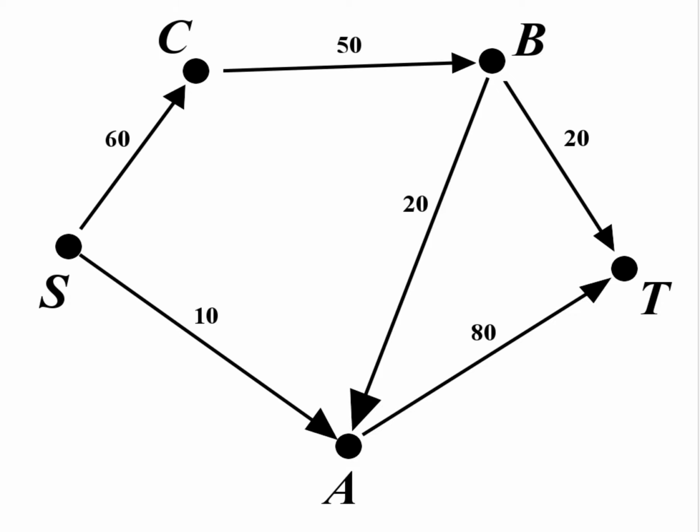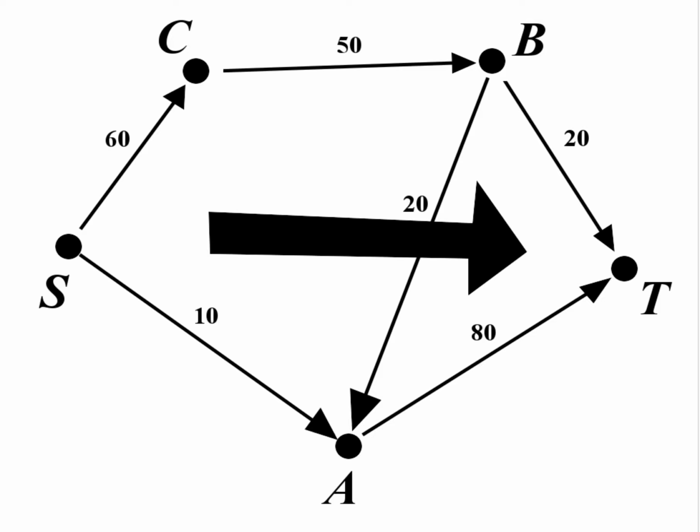One would take 60 snails from S to C. Another person would take 50 snails from C to B, and another would be capable of taking 20 snails from B to T. And now here is the question. What is the maximal number of snails that can be taken from S to T?